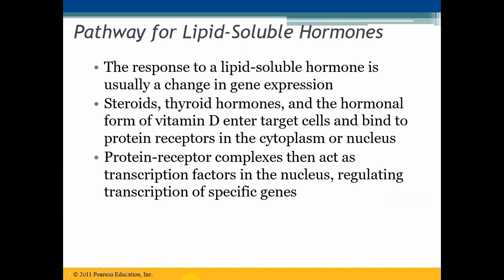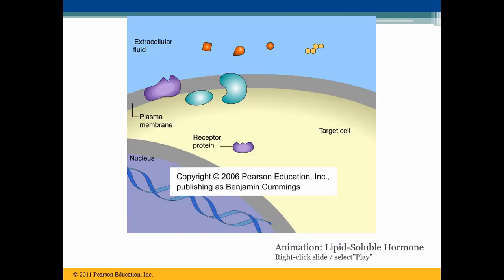The response to a lipid soluble hormone is usually a change in gene expression. Steroid hormones, thyroid hormones, and the hormones of vitamin D enter target cells and bind to protein receptors in the cytoplasm or nucleus. The protein receptor complex then acts as a transcription factor in the nucleus, regulating transcription of specific genes. So they have the receptors inside the cell. They are bound to proteins so that they can be carried in the blood, because steroid hormones are insoluble and hydrophobic in nature. They enter the cell and cause gene expression and transcription, causing specific effects in the tissues and cells.